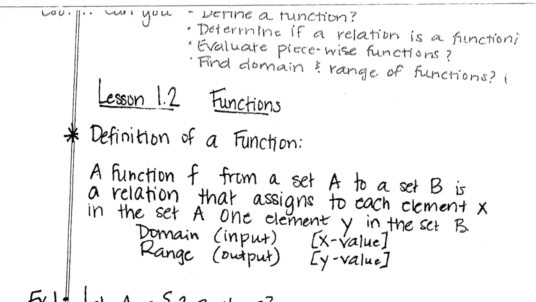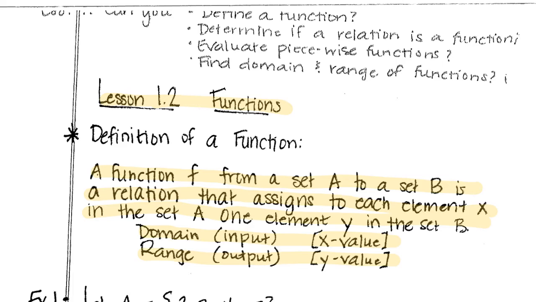Now, some of these definitions get a little wordy, so I'm just going to read it to you, and we'll describe it from there. A function f from set A to set B is a relation that assigns to each element x in the set A one element y. Typically, the domain is the input, and we use that as the x value. Range is the output, and we use that as the y value.